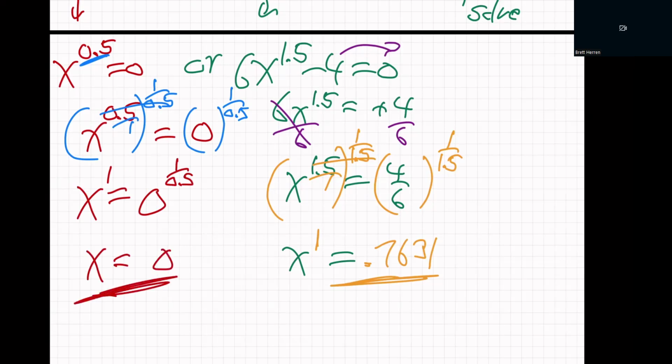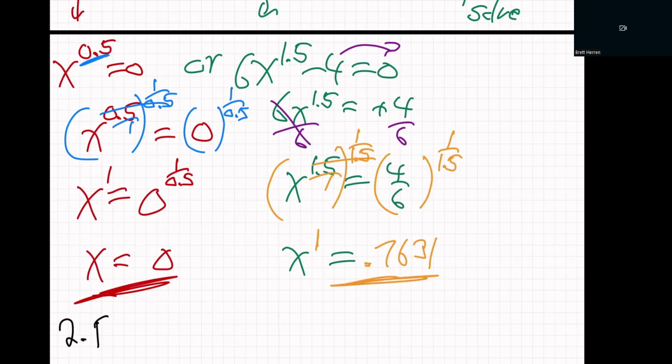It's going to be 0. So there are our two intersection points, the two places that these graphs intersect: at x equals 0 and at x equals 0.7631. Okay, that's all step 1. All we've done now is step 1. Now we're on to step 2.